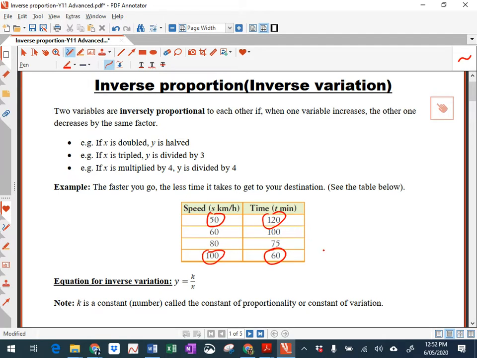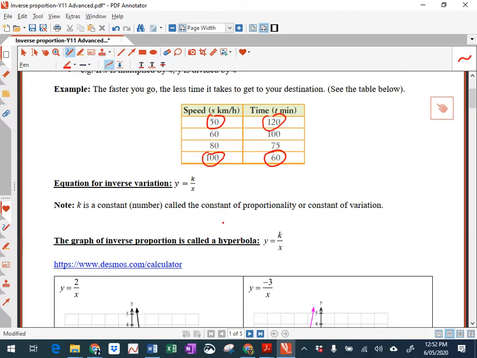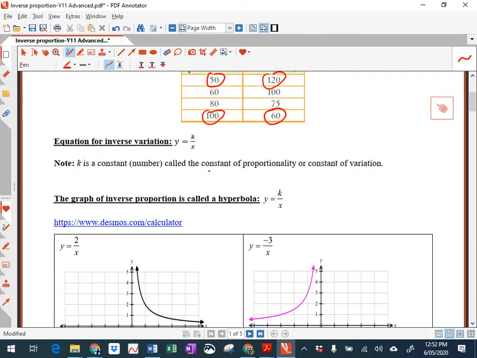Now, what is the equation for inverse variation? Well, the equation for inverse variation is y equals k over x. That k there is called the constant, or the constant of proportionality, or the constant of variation.